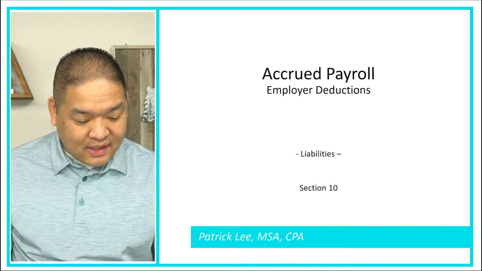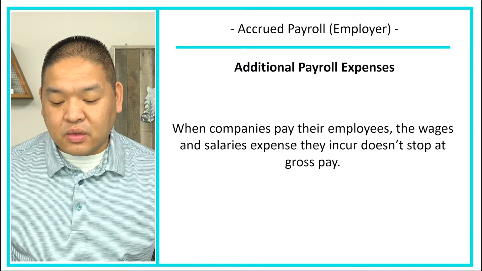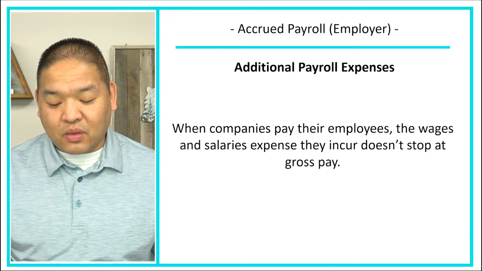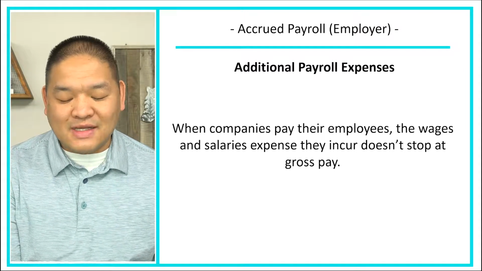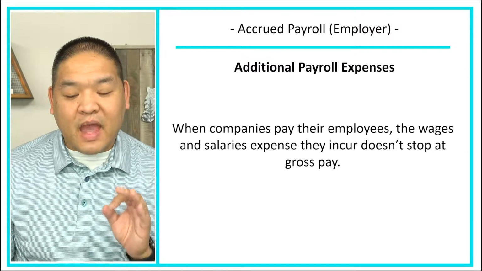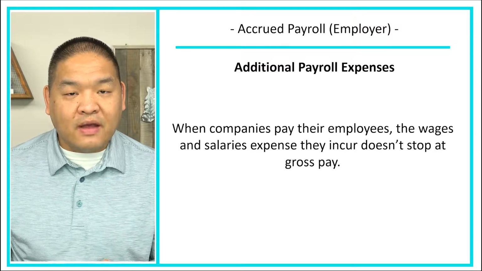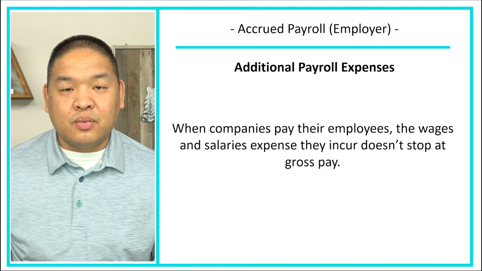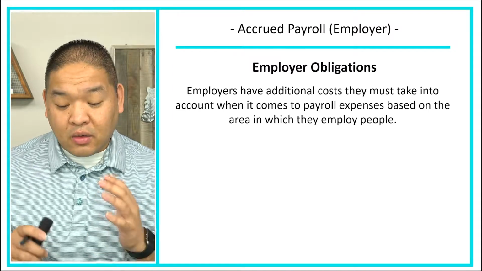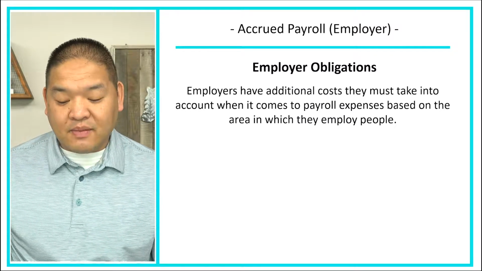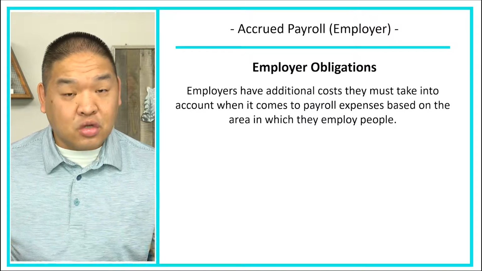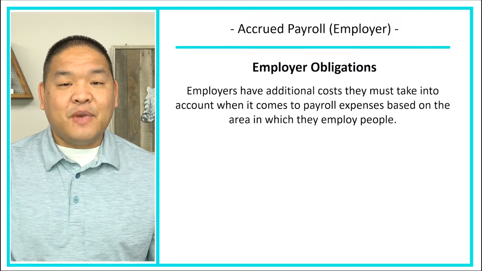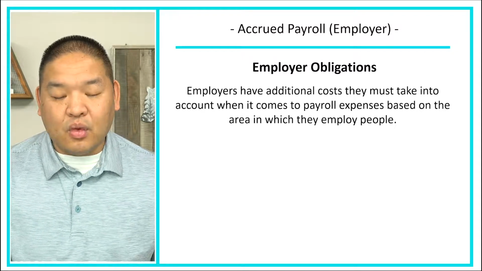So let's dive in here and talk a little bit about the accrued payroll for employers. So when companies pay their employees, the wages and salaries expense they incur doesn't just stop at gross pay. They do have some taxes associated with the employment of people. So employers have additional obligations or additional costs they must take into account when it comes to payroll expenses based on the area in which they employ people.